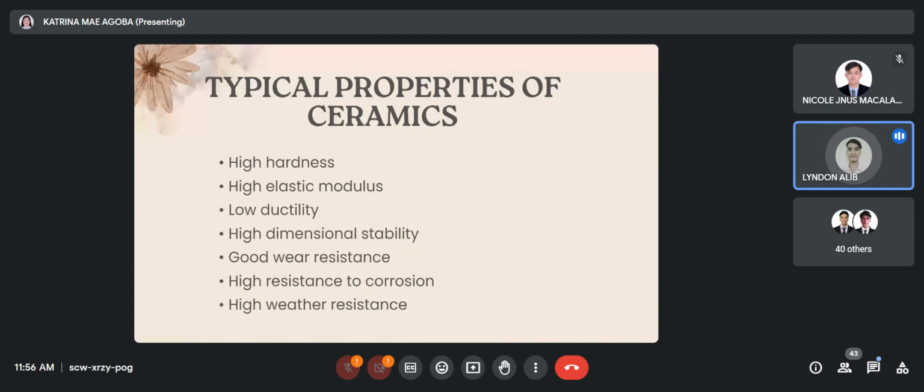Ang pampito natin ay nagtataglay din ito ng high weather resistance. Since ang chemical bonds nga ng ceramics ay hard and strong, kaya din itong i-withstand ang high or low temperature. So next po.